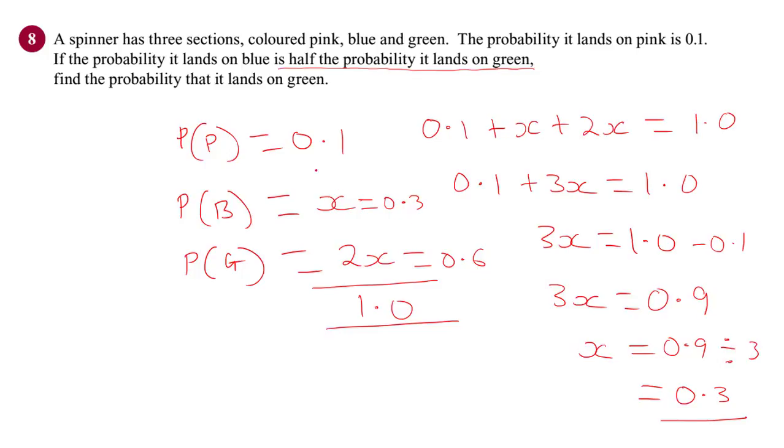Okay. Now, try to check if 0.1 plus 0.3 plus 0.6, if you add them all together, they add up to 1.0. And of course, they should. Now, let's check if you answered the question. The question says, if the probability it lands on blue is half the probability it lands on green, find the probability that it lands on green. So the chance that it lands on the green is 0.6. Okay, hope you got that.